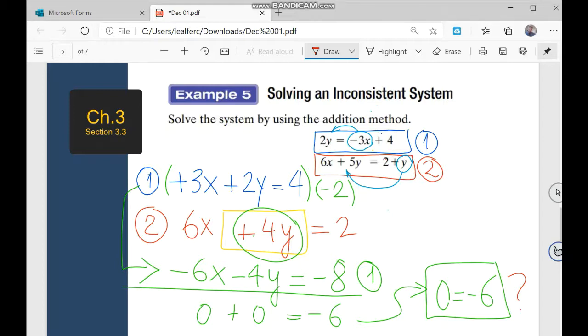I'm waiting just a little bit for an answer, but then I will tell you, 0 is never going to be equal to negative 6, right? This is false. This is never going to happen. This is a false statement. That's right. Thank you, Will. False statement. And when you have a false statement like that, you have no solution. No solution at all.